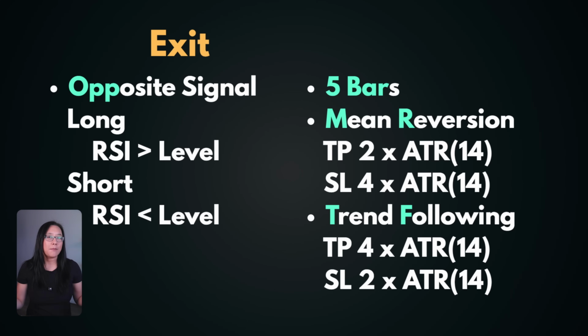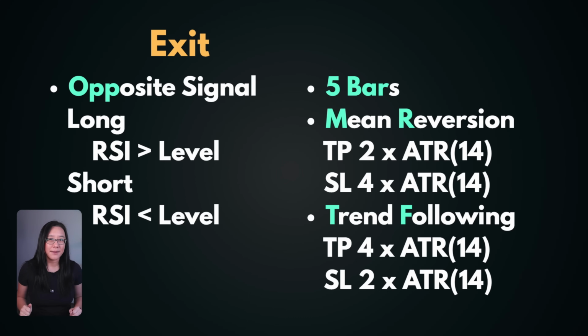And when I say mean reversion, we want the take profit to be smaller than the stop loss. So here we're going to use a 2 times ATR and a 4 times ATR for the take profit and stop loss. And we're also going to test out a trend following type of stop loss where the take profit is bigger than the stop loss. So we're going to reverse the numbers around. Our take profit is going to be 4 times the ATR and our stop loss is going to be 2 times the ATR.